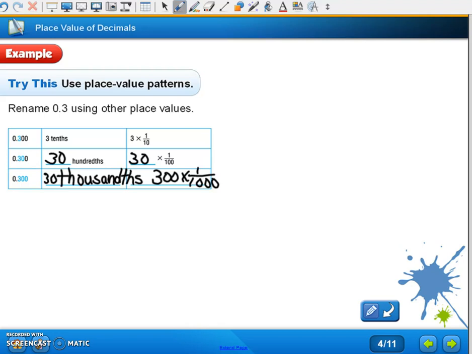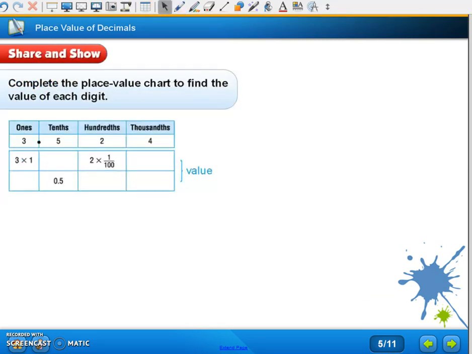Okay, we're going to go ahead and move to the next page. The Sharon Show, complete the place value chart to find the value of each digit. This is exactly what we did back on page 109. So our number is 3 and 524 thousandths. So 3 times 1 is our whole number. 5 times what? Not 10, but 1/10. Then they did the hundredths for us, so we've got to do the thousandths. 4 times 1/1000.